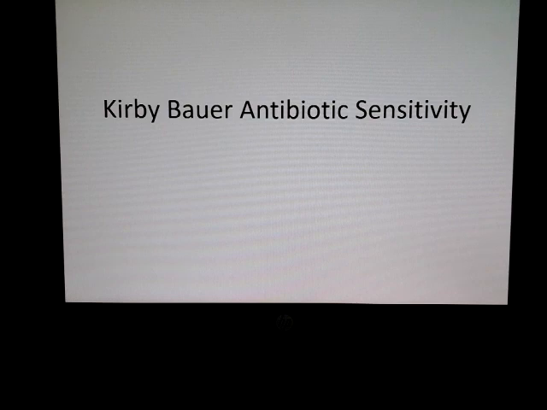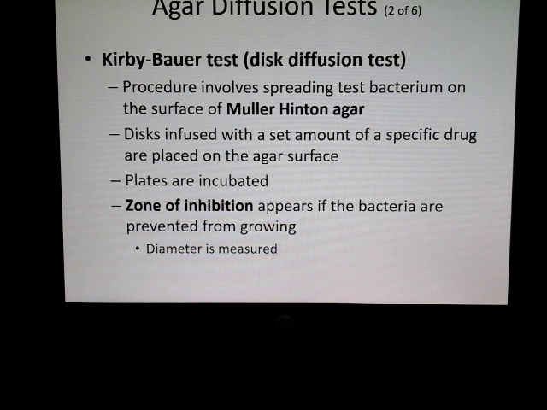One of the experiments in this week's lab is the Kirby-Bauer antibiotic sensitivity test. It's a disk diffusion test, and we use a specialized media called Mueller-Hinton agar. Now, Mueller-Hinton agar has a pH of 7.4. It's poured 4 millimeters thick, and it has a pH somewhere between 7.2 and 7.4.